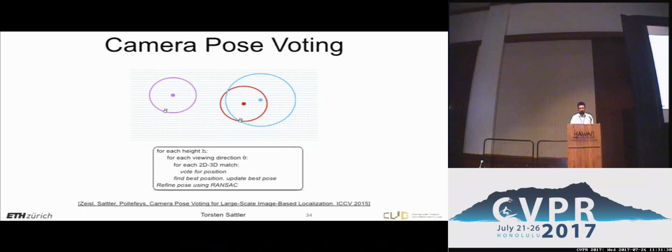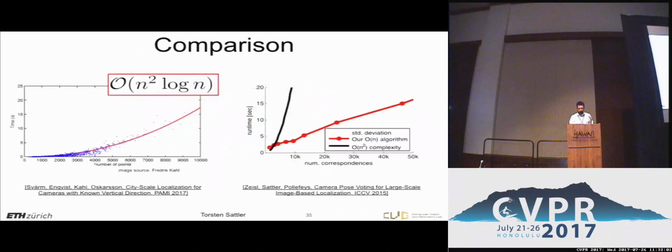The nice thing here is that you can typically find a discrete set of heights and a constant set of orientations, and then for each combination you go once linearly through that interval. Voting for a pose is also constant time, and getting the position with the largest number of votes is also linear. So you end up with something that's linear in the number of matches that you put in, which, compared to n squared log n, is a much better computational complexity, meaning that you can pipe in quite a large number of matches.